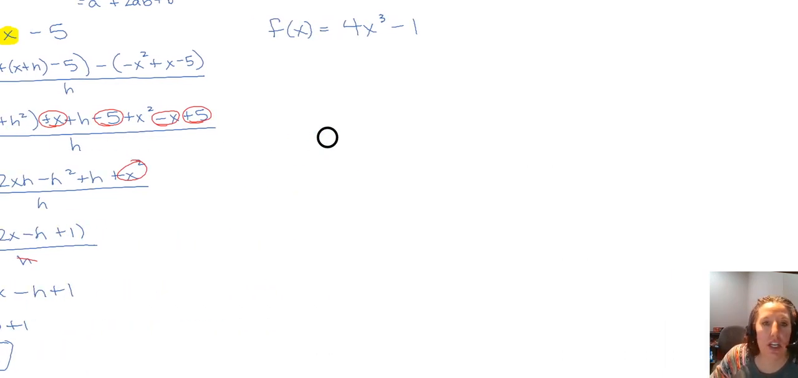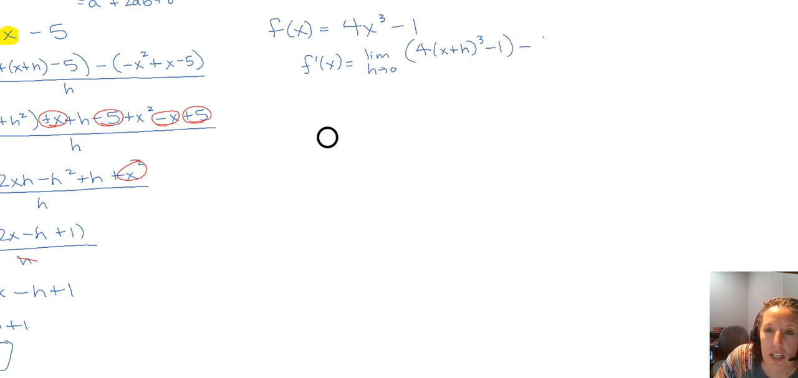Here we have the function f of x equals 4x cubed minus 1. So same basic approach. Our derivative is the limit as h approaches 0 of our f of x plus h is going to be 4 times x plus h quantity cubed minus 1 minus our f of x function, 4x cubed minus 1, all over h. Okay, same idea. We're going to expand, combine like terms.